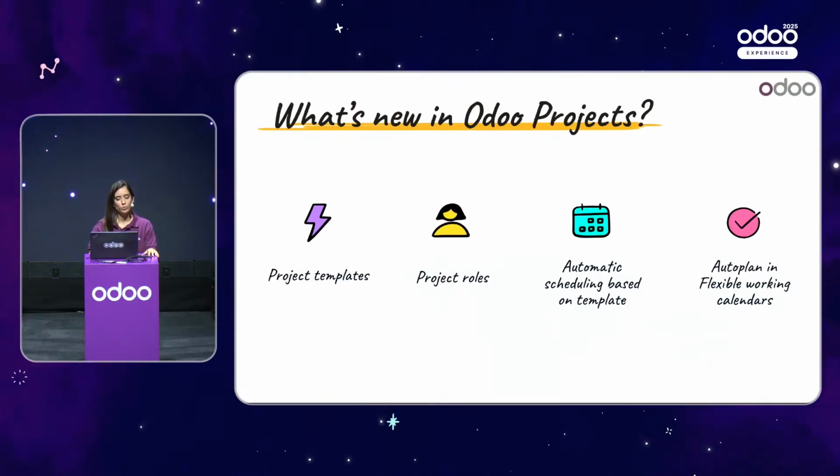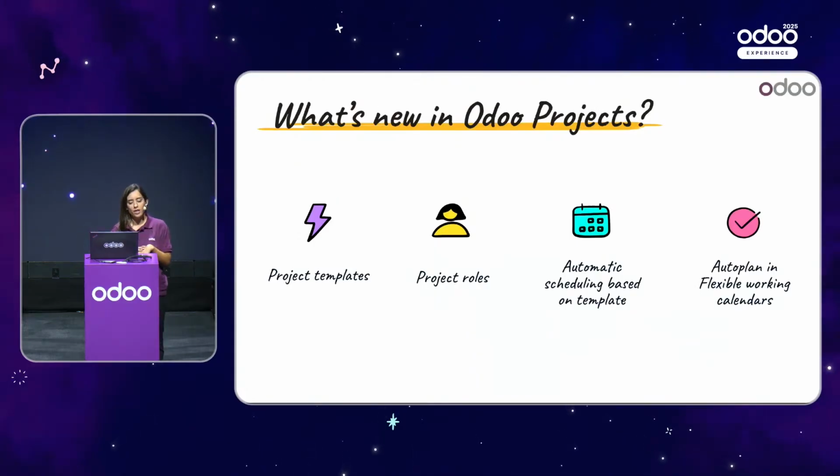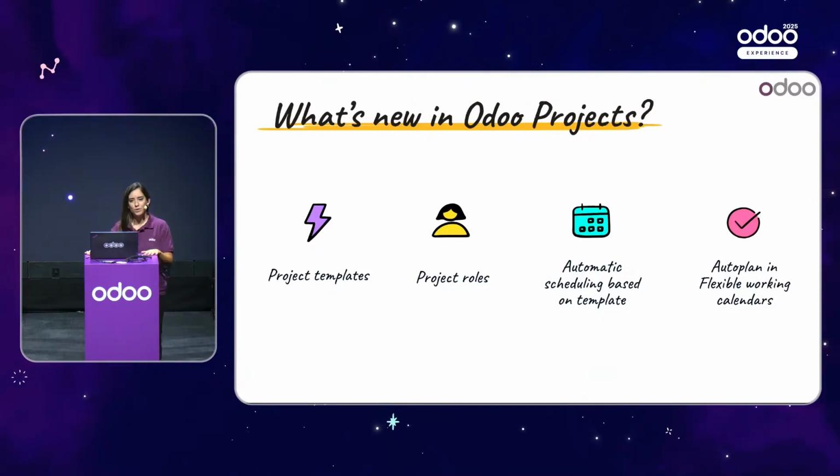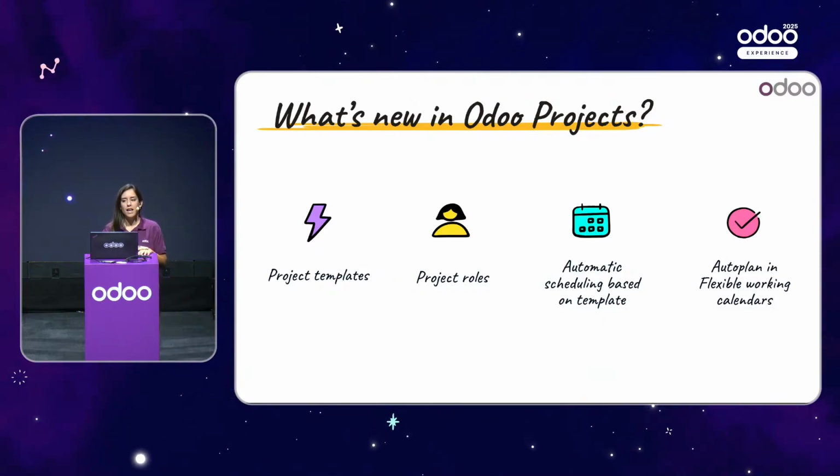So what's new in Odoo projects? The first feature that I want to share is project templates. Project templates is my favorite feature because it allows you to pre-configure some settings so that when you create a new project, it can already be created with everything configured in advance. This is a huge time saver, and it can avoid some errors.